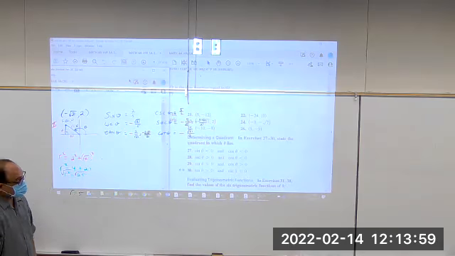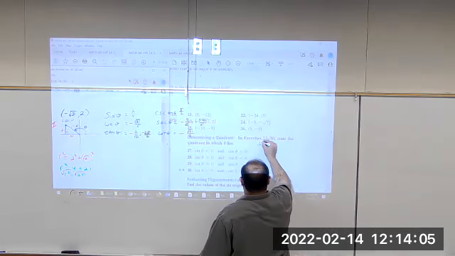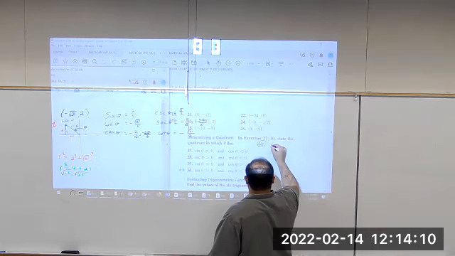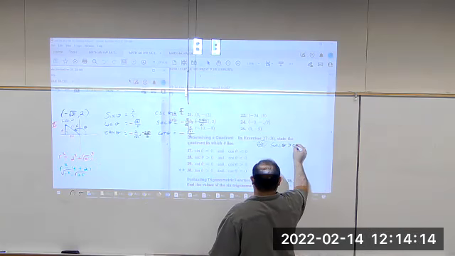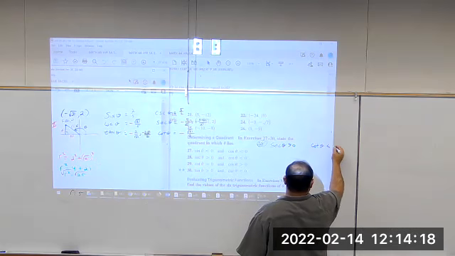I'm going to do the evens. 28. Secant greater than 0 and cotangent less than 0.